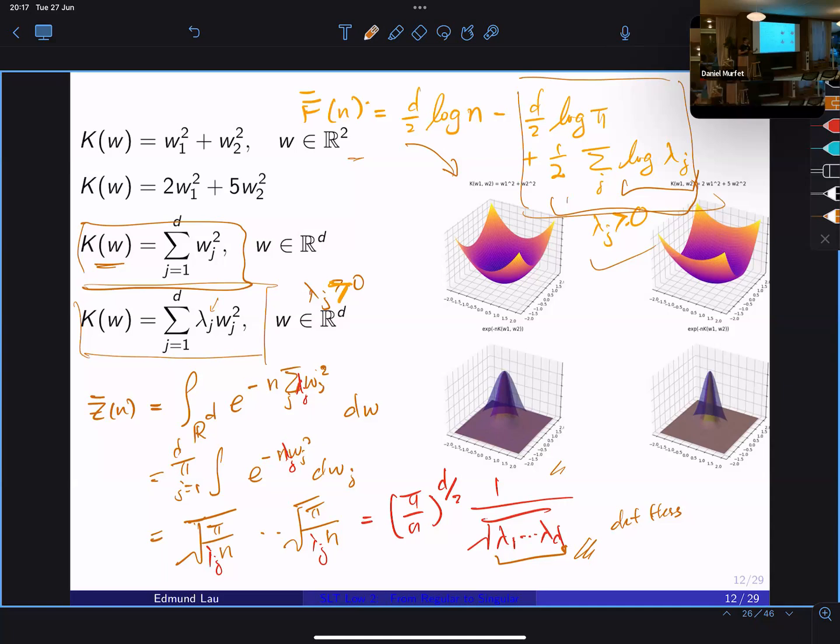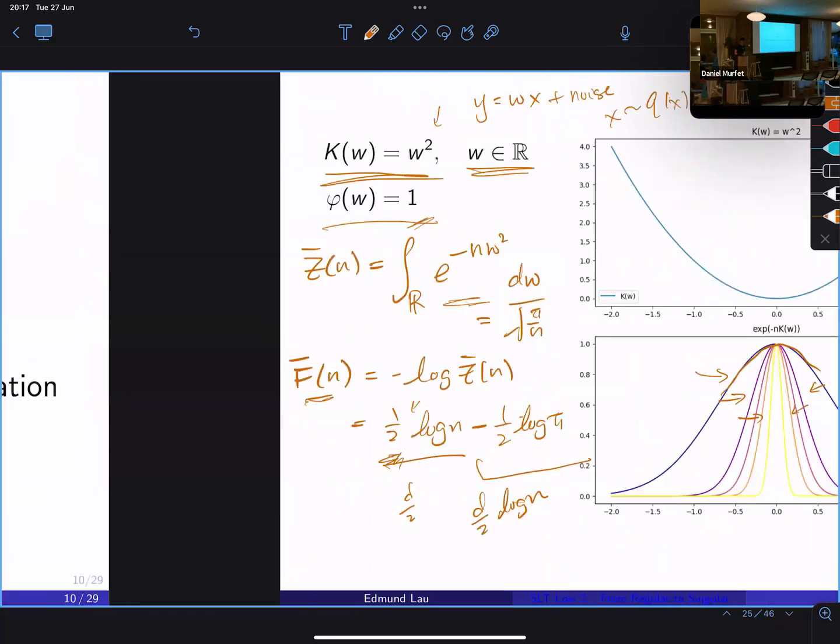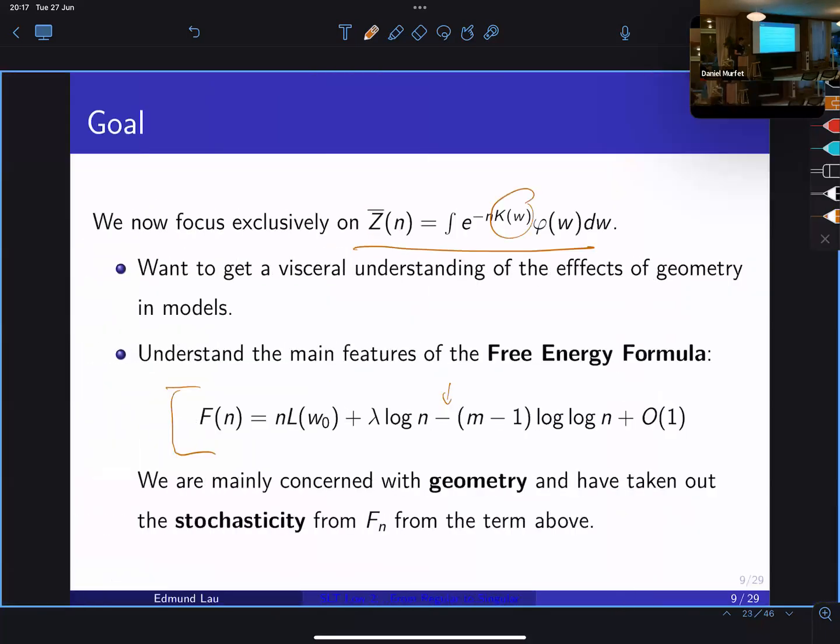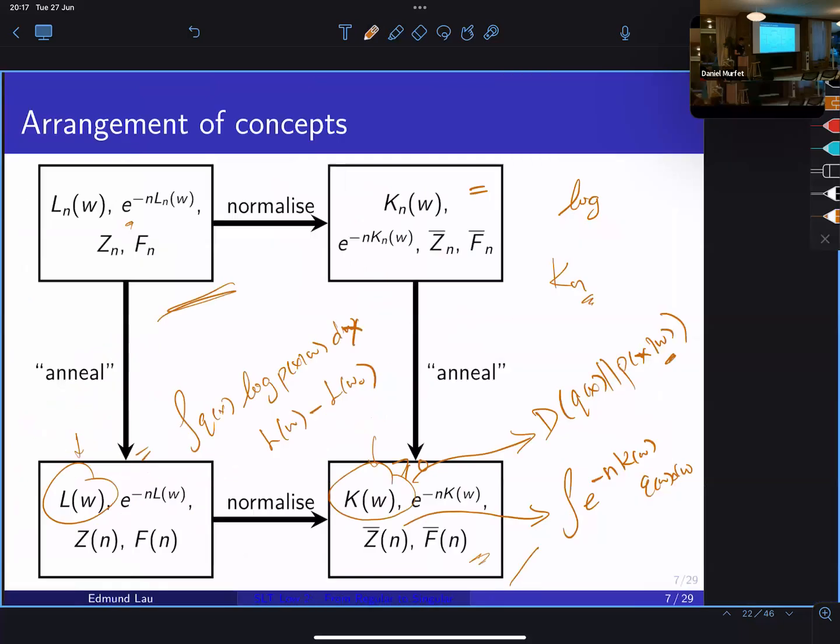Okay, what was your question? I was asking about the free energy. If this were a singular model, would lambda be like the beyond-log-n term? We'll get to that. Yeah, we'll get to that. Yes. Can you go back a couple of slides? Back one more. Okay, yeah.